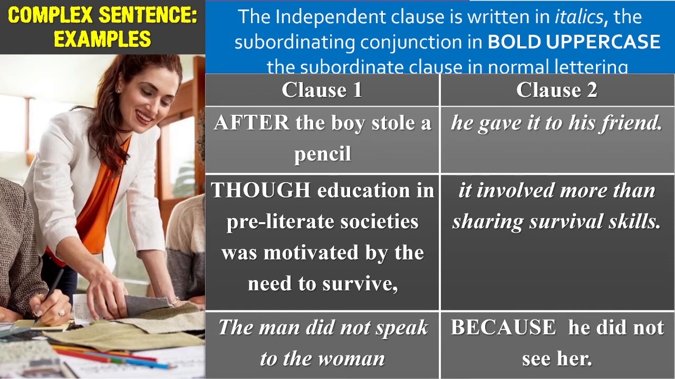Now let me give you a clue on how to recognize a subordinate clause. A subordinate clause is usually said on a rising tune, meaning that once you have said it, there will always be a need to say something else. For instance, after the boy stole a pencil, you cannot stop. You need to complete that. Though education in pre-literate societies was motivated by the need to survive, you see, you can't stop there. You need to complete the sentence. Because he did not see her, what then happened? So this is a clue or a cue to know what a subordinate clause is.